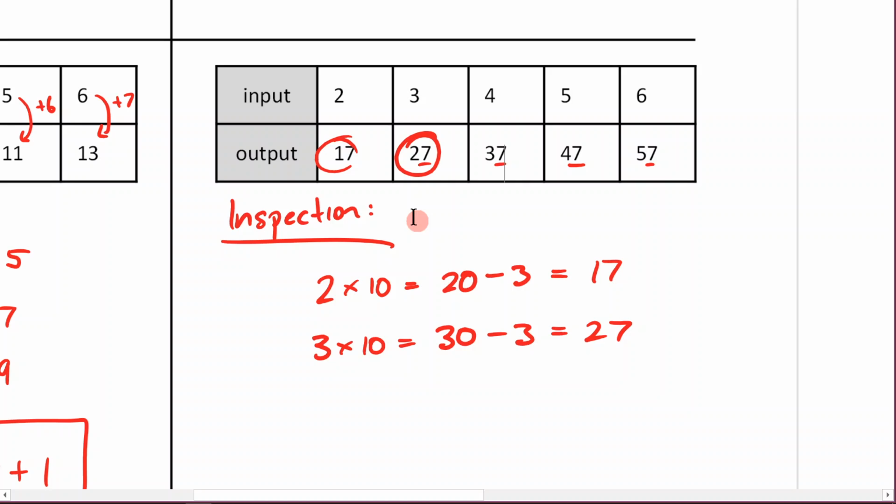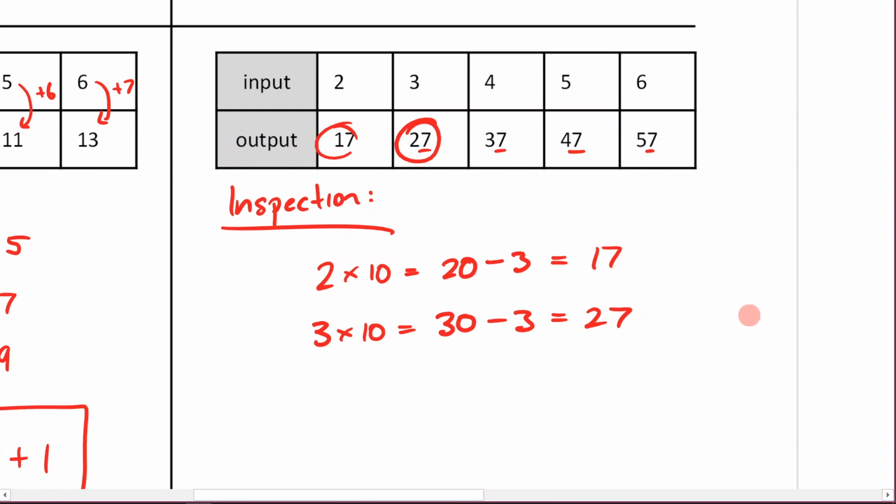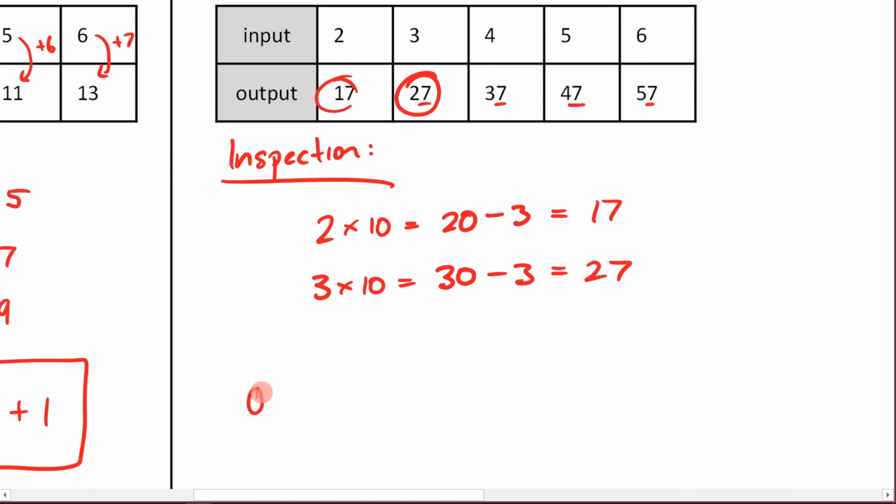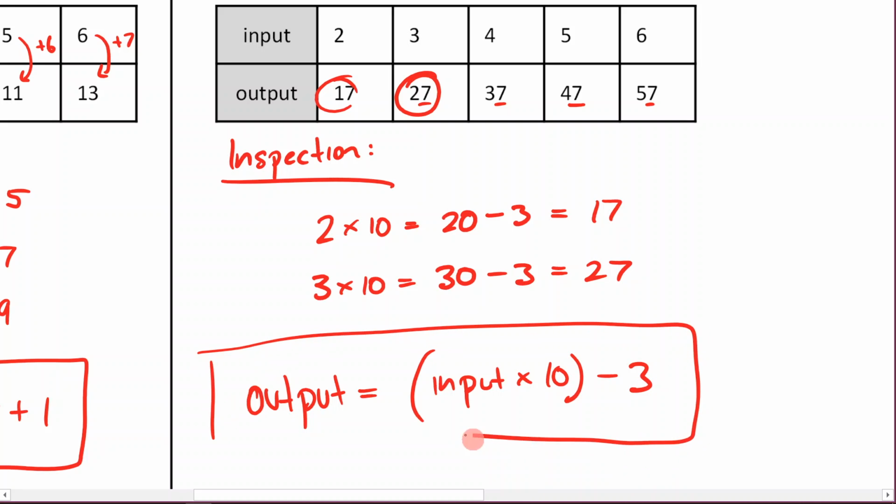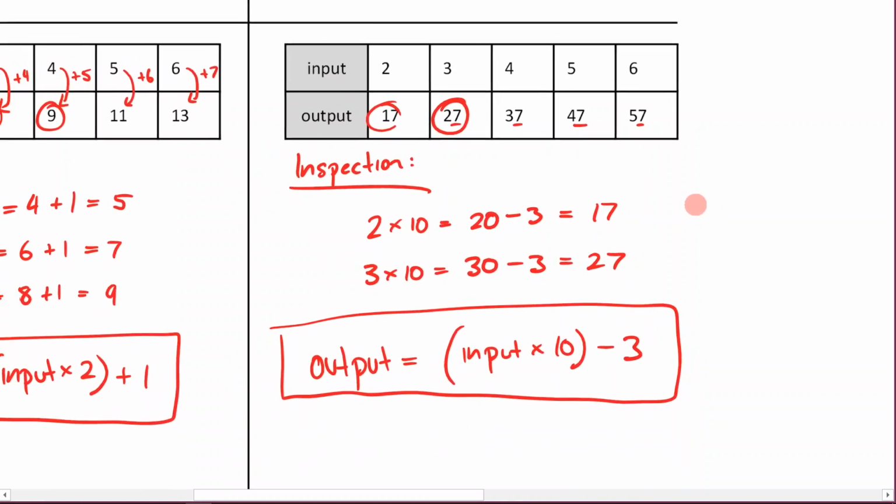So I'm timesing my input by 10, and then I'm subtracting 3 from it. So I would say that my output equals, brackets, my input times 10 minus 3. And that would be my answer. So my output equals my input times 10, then subtract 3 from it. And that's how I'm getting all my values there.